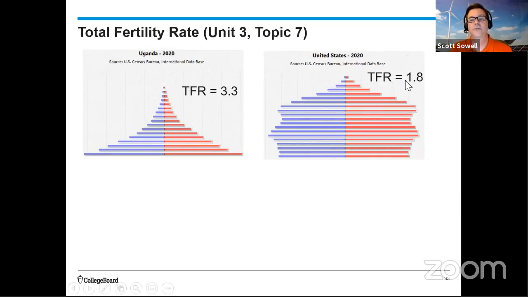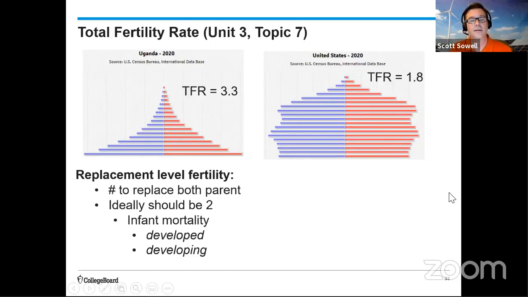Right now, the total fertility rate in the United States is around 1.8, meaning the average woman in the United States is having 1.8 children, as opposed to Uganda, which is 3.3. Now, that's useful in terms of comparing it to this concept called replacement level fertility. If we have 2 people and they have 2 children, they've replaced themselves. So that means that when the 2 parents die, they're replaced by their 2 children. So replacement level means you're simply replacing the parents. And ideally it would be 2 because 2 would match. But because there's so much infant mortality in certain countries, it's actually a little higher than 2.